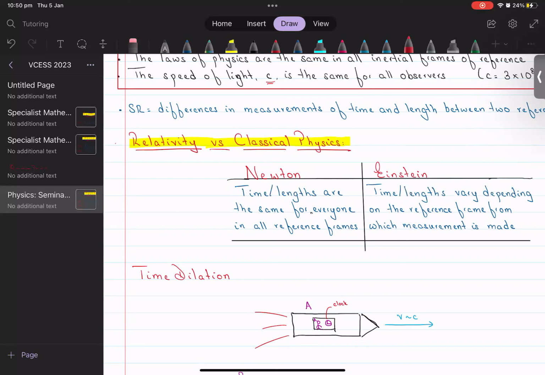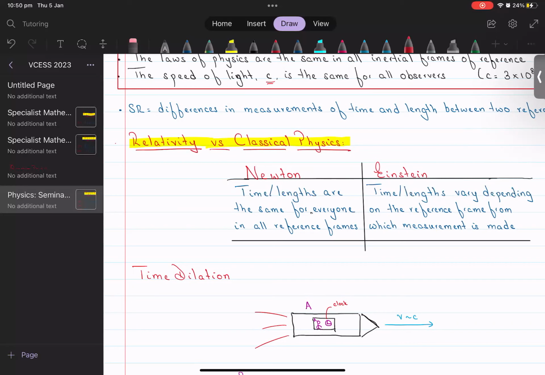So it's highly a relative quantity. Time and length change relative to who's measuring them. The perception of time and length, that is. So it depends on the reference frame from which that measurement is made.